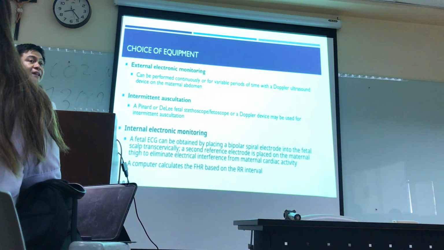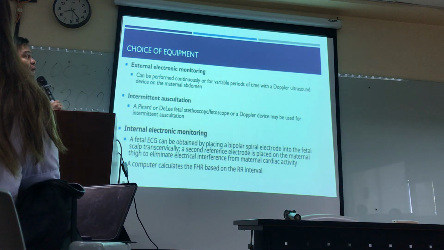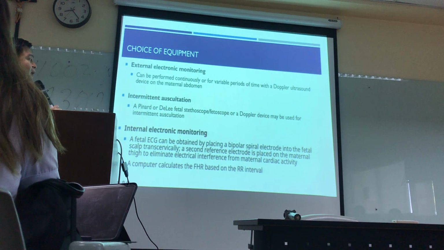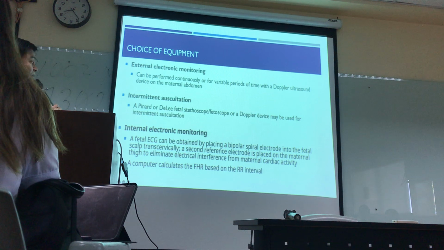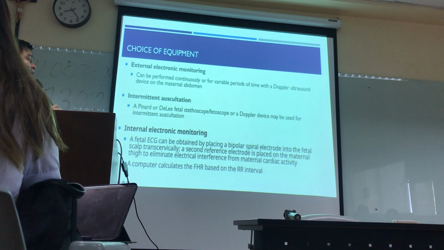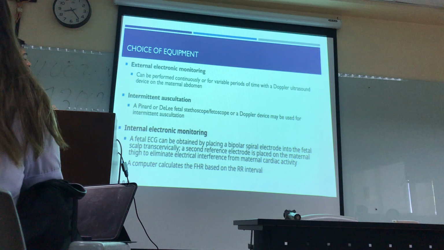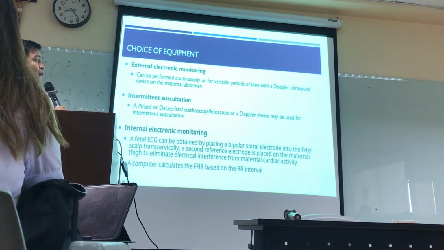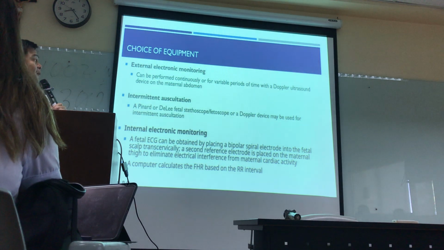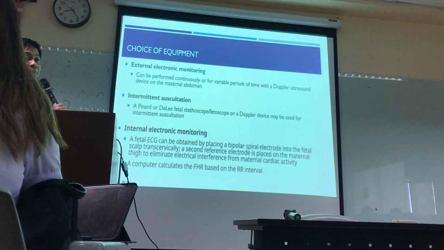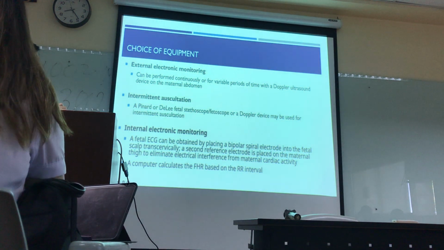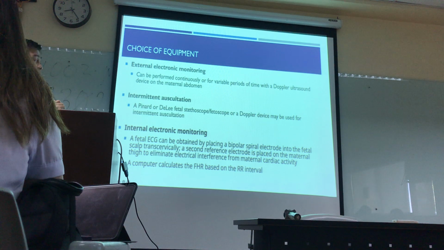Okay, so how do we choose? No, ano yung gagamitin natin for monitoring your fetal heart rate pattern? So you can use your external electronic monitoring, which is the more common. You can also use intermittent auscultation, and you can also use your internal electronic monitoring. Okay, so your external electronic monitoring can be performed continuously or for variable periods of time with a Doppler ultrasound device on the maternal abdomen. Ito yung CTG. Okay? Nung students kami, we only use intermittent auscultation.